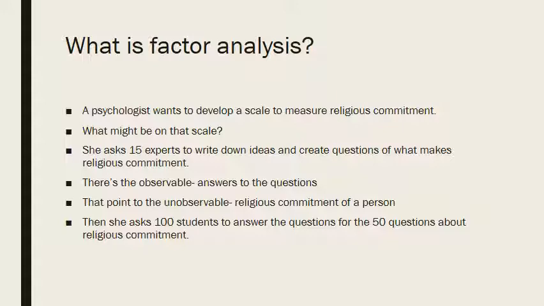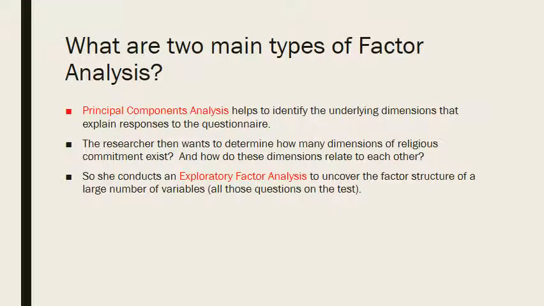So if I'm developing a scale, I'm going to take 100 students or maybe 300 students and have them answer all my questions that me and the 15 experts created. Maybe there's 50 questions about religious commitment, and I now have 100 people's answers to 50 questions, but I have 50 variables, right? So how do you possibly take 50 variables and boil them down so that you can have a good understanding of what religious commitment is? Well, that's where factor analysis can help you. So a factor analysis helps to identify, in PCA, the underlying dimensions that explain responses to our questionnaire. So our 50-question questionnaire.